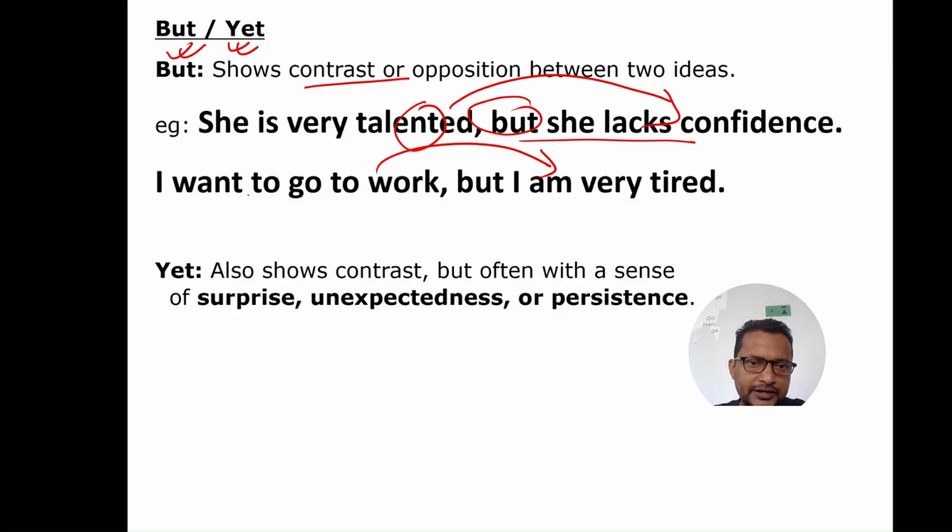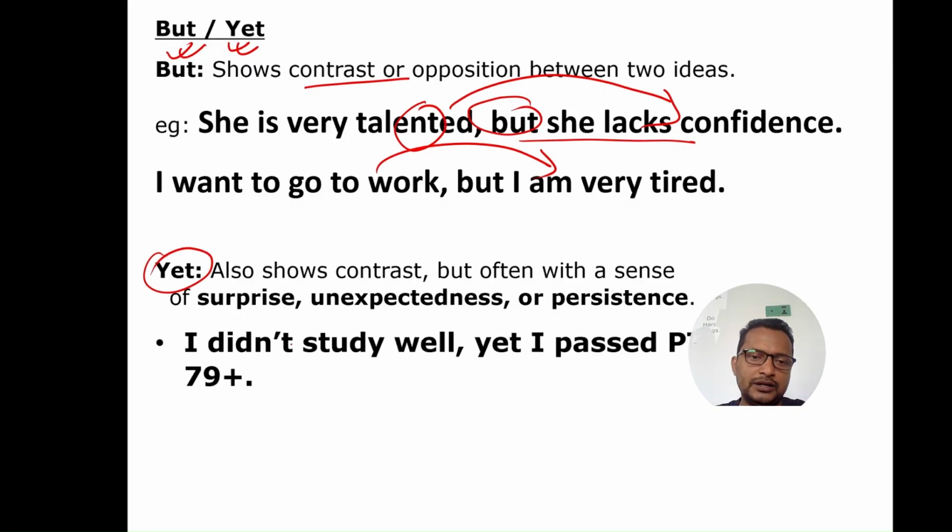But yet will be used if the result is surprising. For example, I don't study well, yet I passed PTE with 79 plus. Here you are not using but, because here the result is surprising. Generally, if you don't study well, then you are not expected to pass PTE with 79 plus, right? But even though you don't study well, you passed PTE with 79 plus, then in that context you use yet, because the result is surprising.